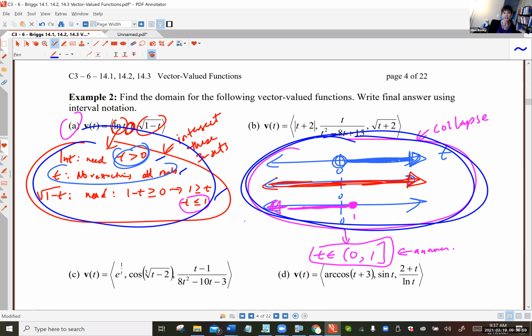I've never seen it anywhere. It just works for me. But if you have another technique of your own for how you're going to intersect sets, go for it. Whatever works for you. But you have to make a clear argument on your paper of why it works, right?